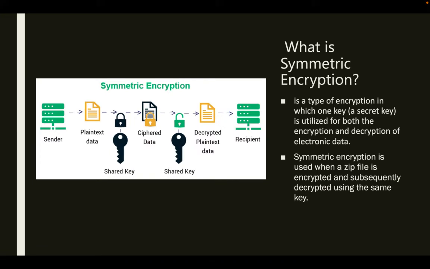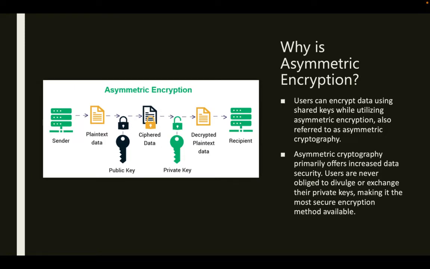Symmetric encryption is a type of encryption in which one key, which will be a secret key, is utilized for both the encryption and decryption of electronic data. To be used in the decryption procedure, the key must be exchanged between the parties communicating via symmetric encryption. Symmetric encryption is used when a zip file is encrypted and subsequently decrypted using the same key, because the key needs to be kept secret from outsiders. Symmetric encryption is sometimes known as secret key encryption.